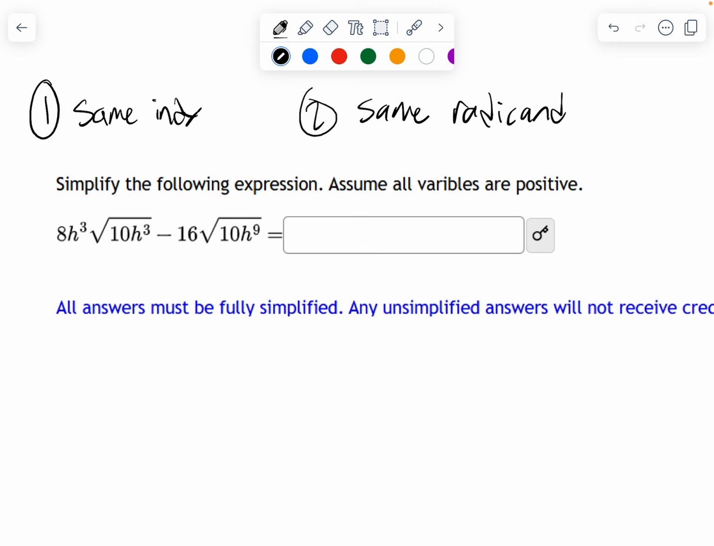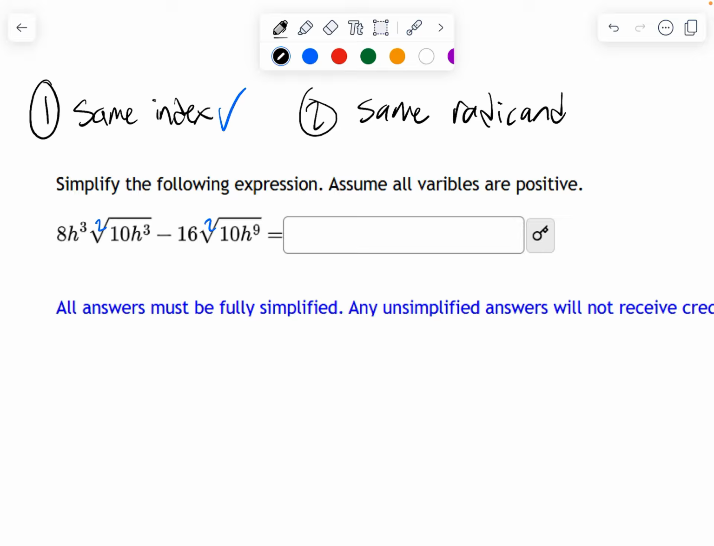Now, the index is the number in that little check mark area of the radical. If there's no number listed, you're assuming that number is a 2. So yes, we have the same index in this particular problem. They both have that index of 2.